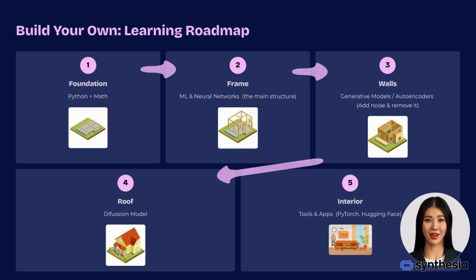Now comes diffusion itself, learning how to start with pure noise and step by step remove it, guided by a prompt until an image appears. Step 5, the interior. Finally, you explore real tools like PyTorch or Hugging Face to run pre-trained models, fine-tune them, and even build your own mini app. This is like decorating and making the house livable. By following these steps, you don't just move into a ready-made house, you actually learn how to build one yourself.